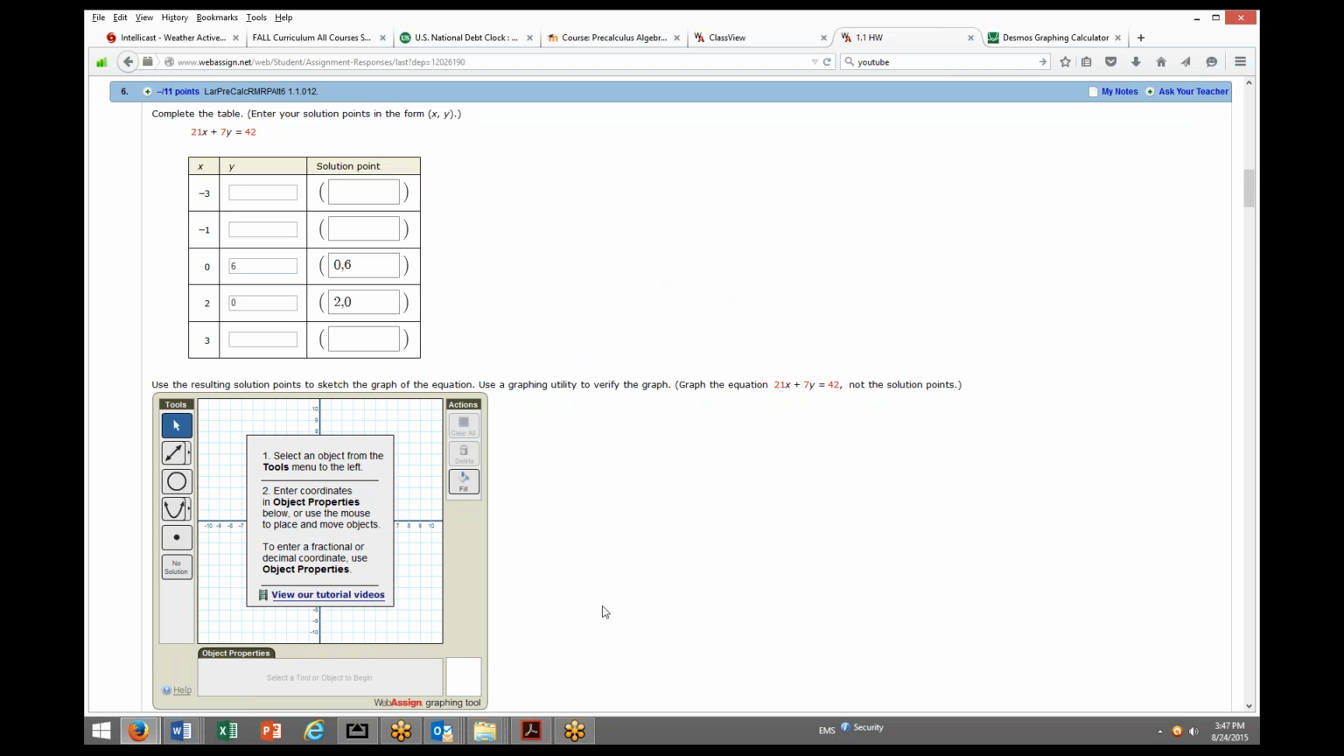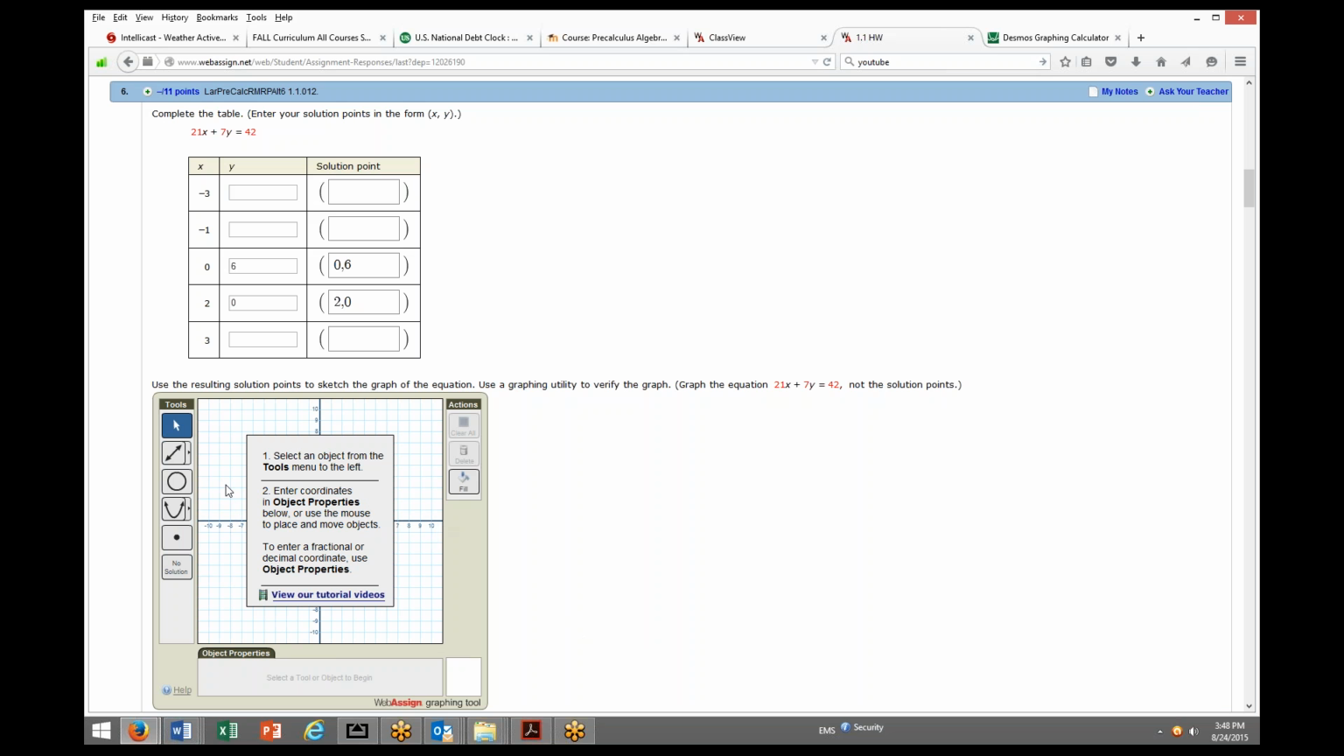You have just a few problems where you actually have to enter the graphs. And like the instructions here say, select an object from the Tools menu to the left. You can get the arrowhead or a line or a circle, a parabola, or a point, or even no solution. And then enter coordinates in object properties below, way down here, or just use the mouse to move the line or the point or whatever you want to wherever you want to go to. And let's do that now.